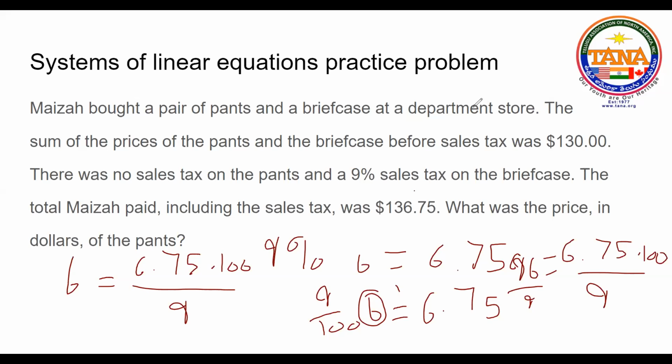So for this, you wrote one equation, which was P plus B equals $130. And then for the second equation, you wrote P plus B plus, in parentheses, 1. Yeah, I wrote that wrong. Okay. What you do need to know is the first equation, P plus B equals 130. And the second equation is 9% of B, 9/100 B, equals 6.75.